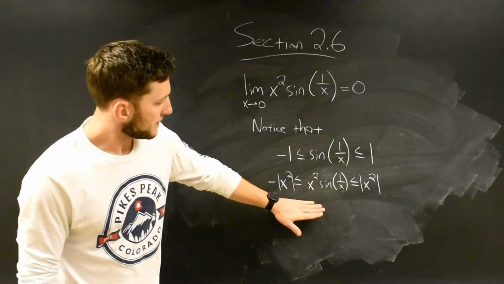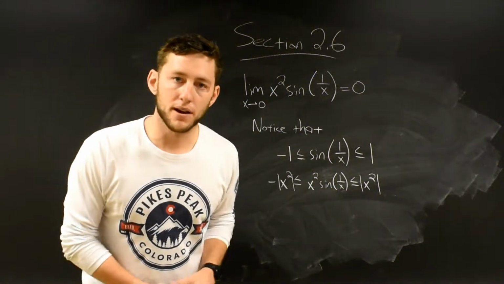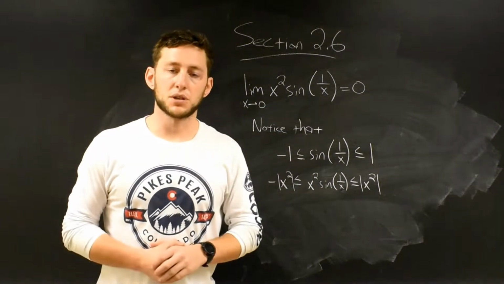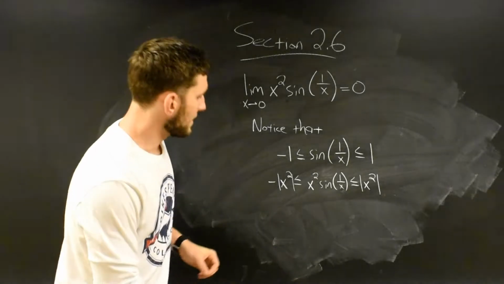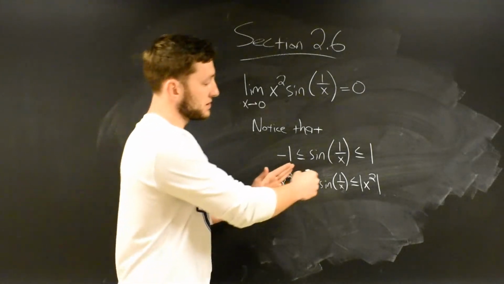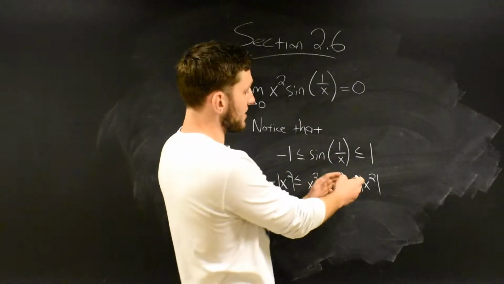But notice that now that we've multiplied through by x squared, we're left with our original function. And what I'm claiming is that this guy is always less than or equal to this guy, which is always less than or equal to this guy.